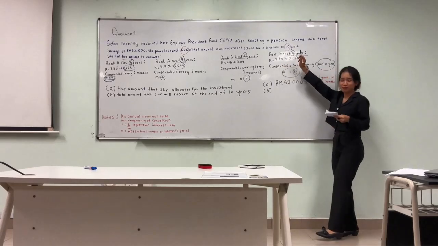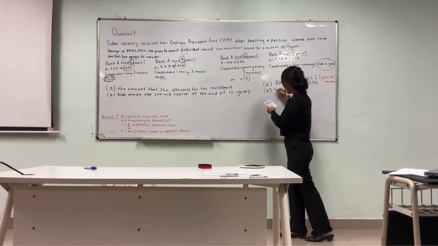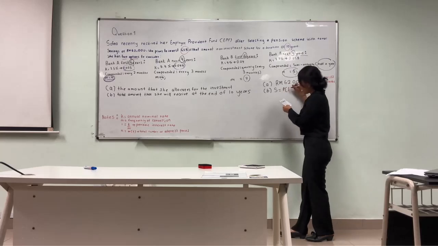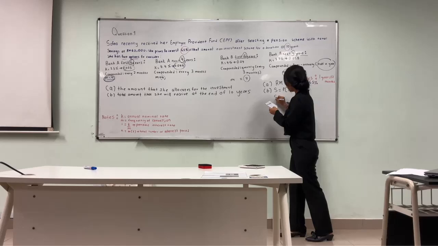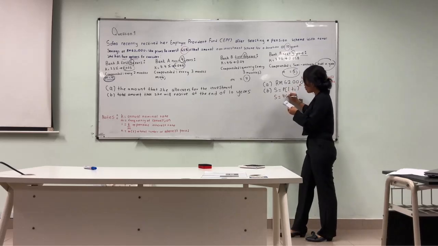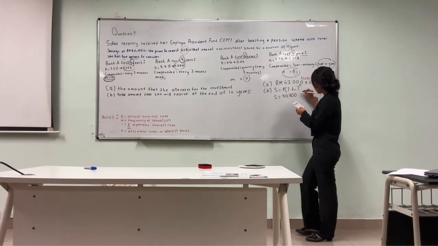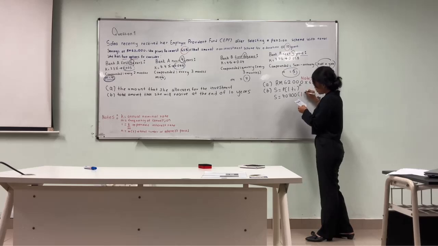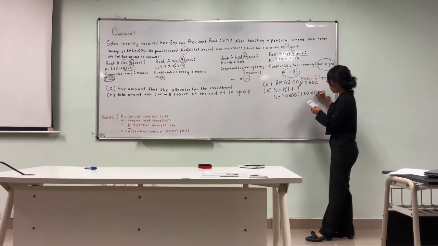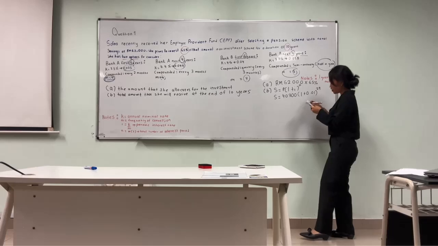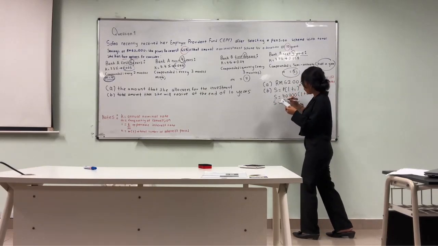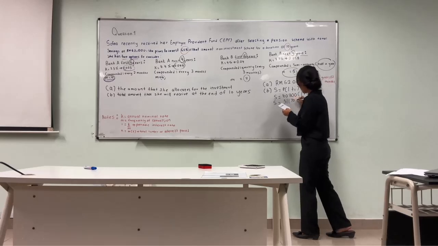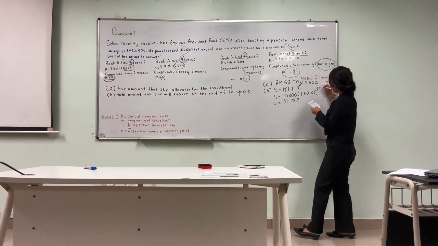Now we move to bank B. We use the same formula, which is S equals P(1 plus I) to the power of N. S equals 40,300 times 1 plus 0.01 to the power of 24. So we can get the answer, which is 51,170.31. This one is for 6 years.